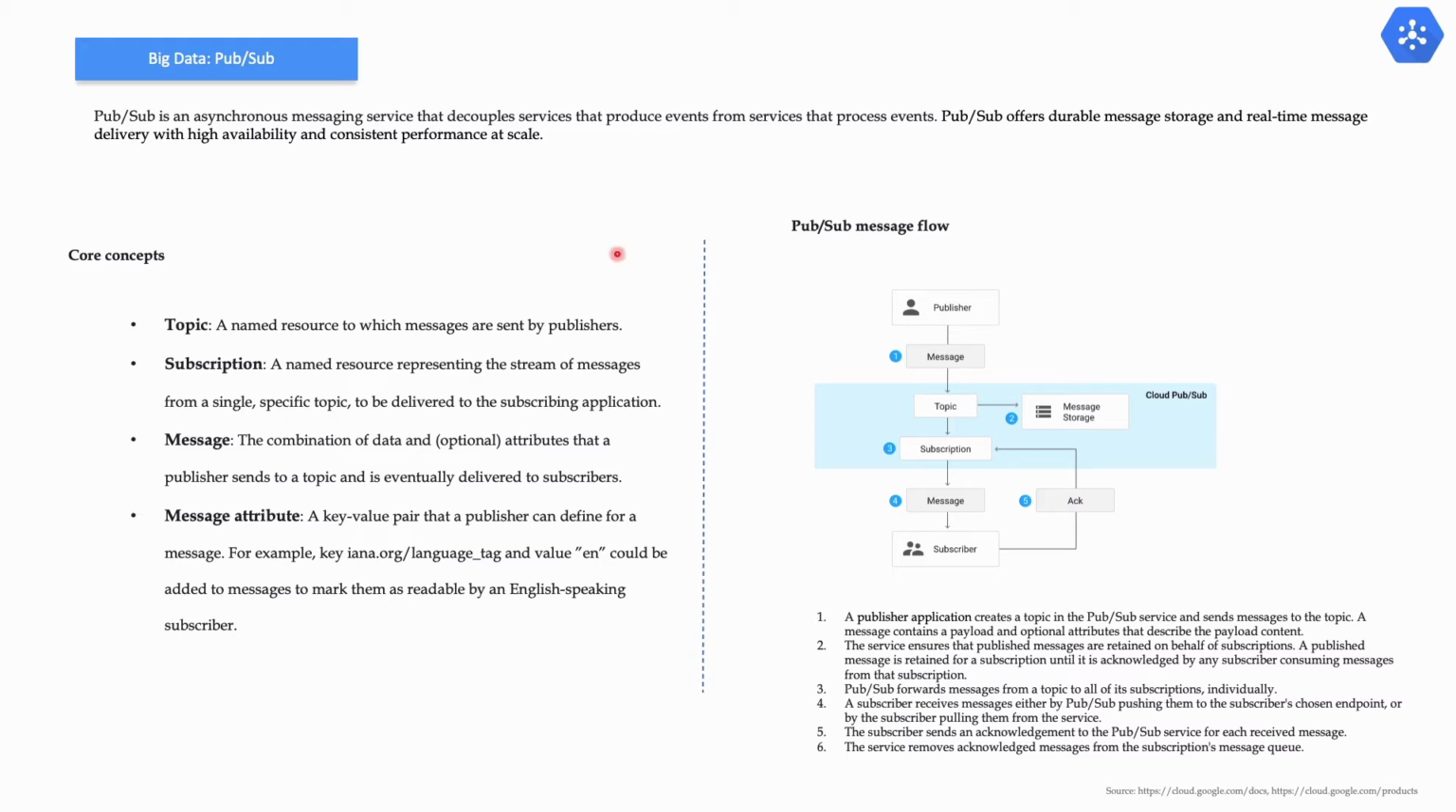PubSub is an asynchronous messaging service that decouples services that produce events from services that process events. PubSub offers durable message storage and real-time message delivery with high availability and consistent performance at scale.